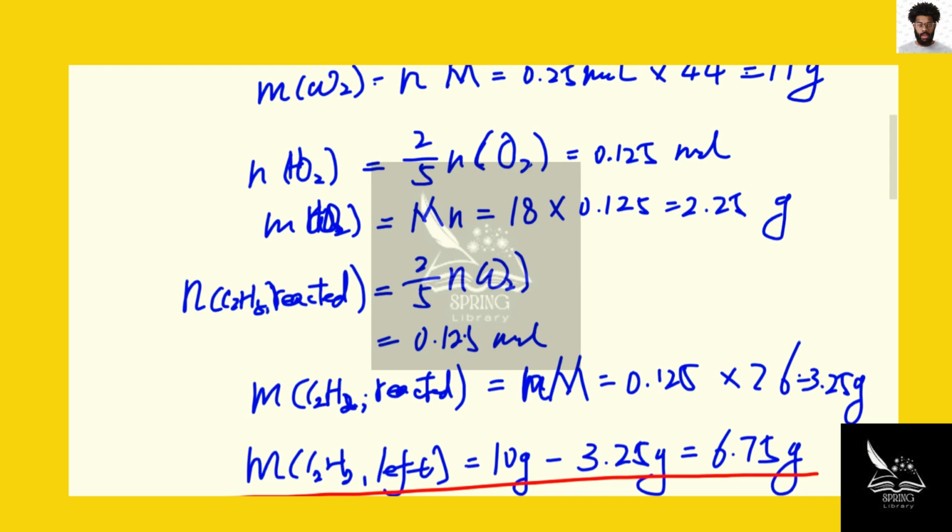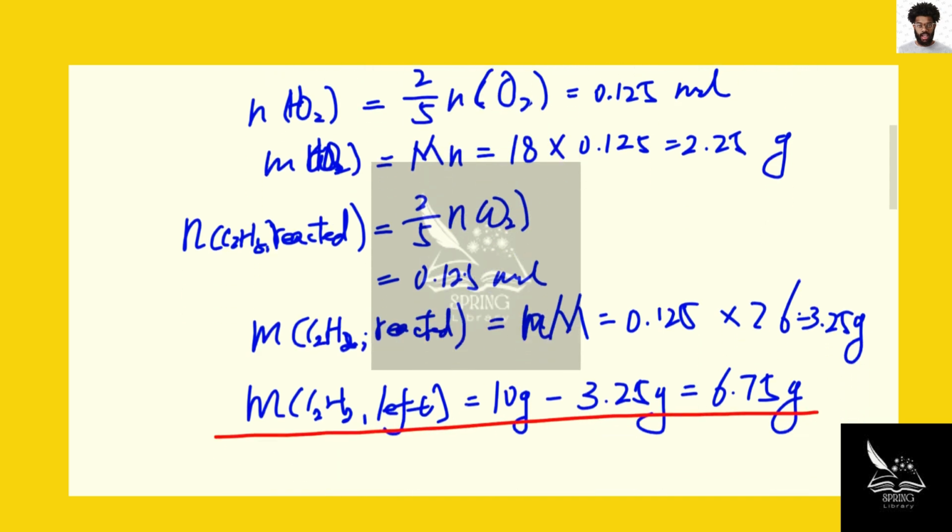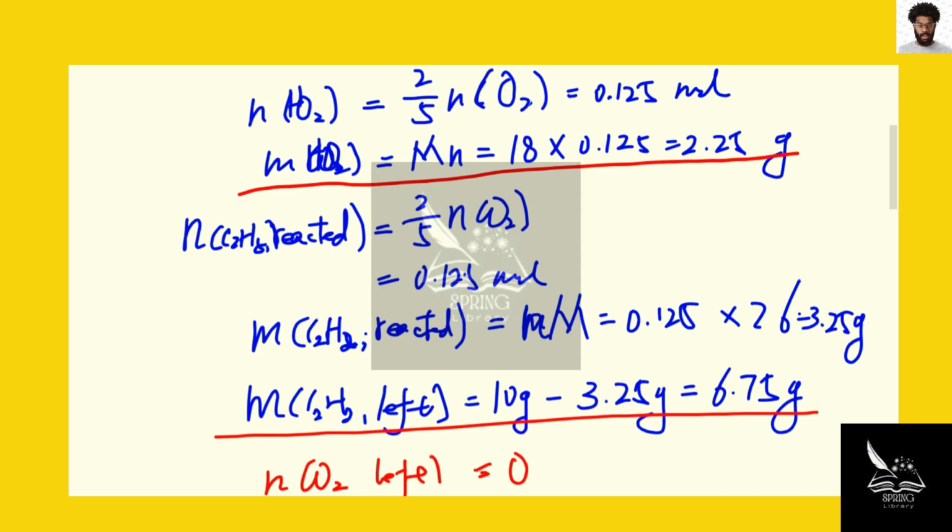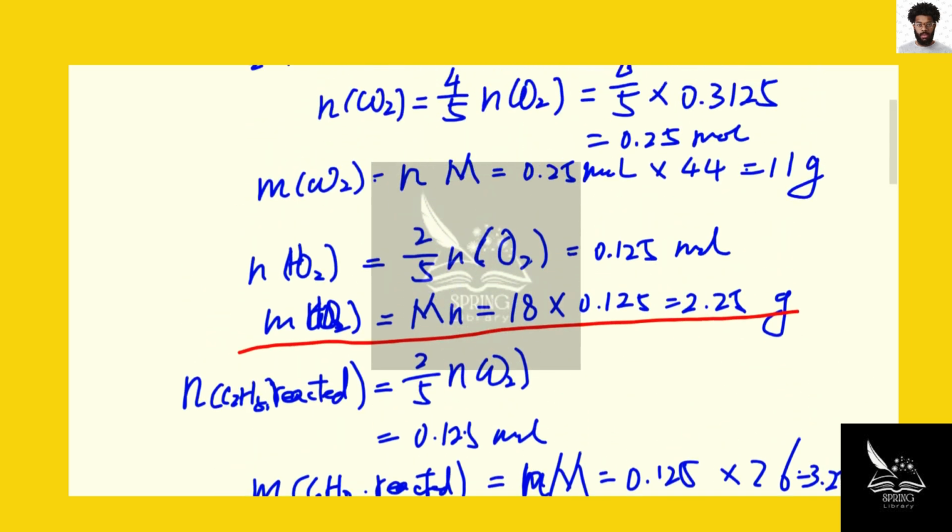How many grams of oxygen are left? It's actually 0, since it's the limiting reagent. And how many grams of water? It's 2.25 grams. And how many grams of carbon dioxide? That's 11 grams. And this is the answer.